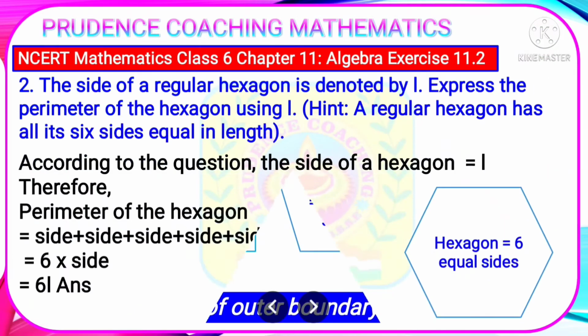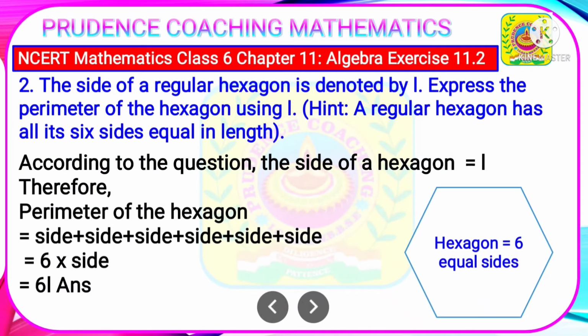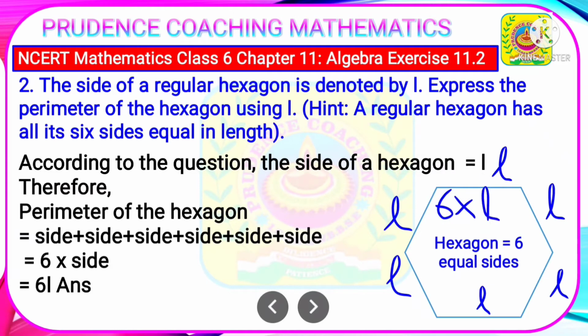So I hope the perimeter concept is clear to you. Now, as here we are asked to find the perimeter of the hexagon if each length of the sides of this hexagon is L, and all the sides are L, as I have explained, you need to add all the 6 sides. So L plus L plus L plus L plus L plus L, that is 6 times L. So 6 into L. So we will write like this.